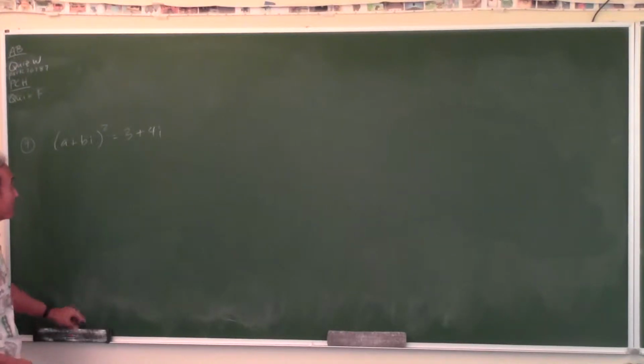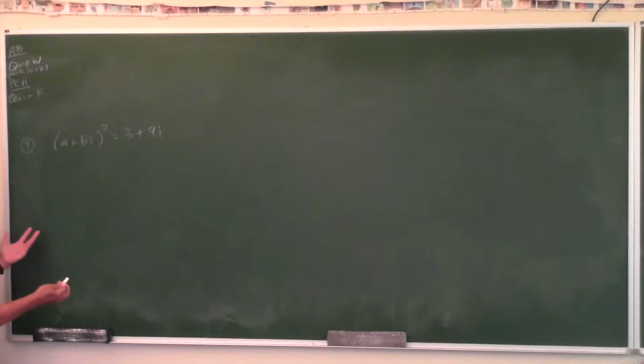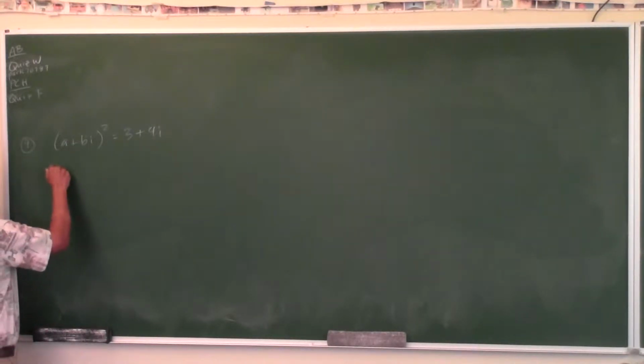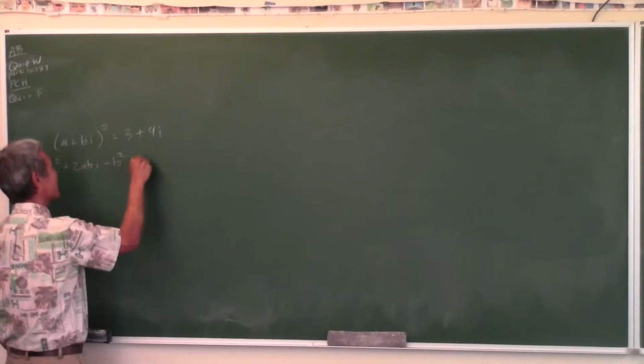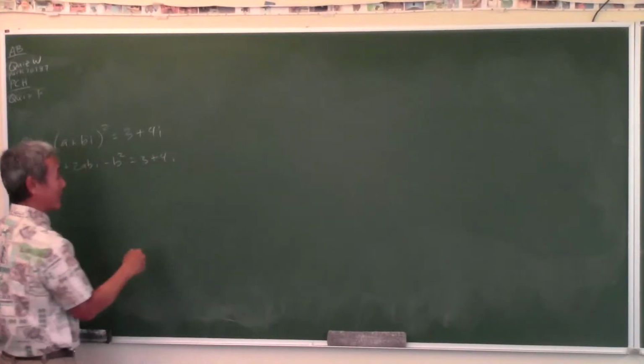Okay, the only thing I'm going to change is this. So what did I tell you to do? Solve this equation. Well, how do you do it? You multiply out the left side. A squared plus 2abi minus b squared is equal to 3 plus 4i. Can you guys at least write that down?